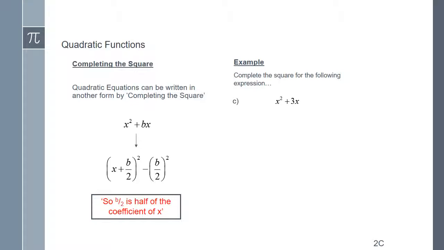x squared plus 3x. All you have to say to yourself to complete the square is, what's half of 3? 3 over 2. So it's x plus 1.5 squared minus 1.5 squared. I'd rather see it as x plus 3 over 2 squared minus 3 over 2 squared.